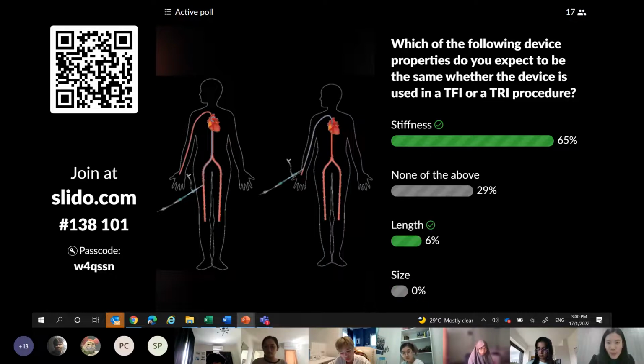So the correct answer is actually stiffness and length. You can see the ticks. The ticks are basically the right answer. So why stiffness and length? Actually, length is the most obvious because if you see in this image, you can see that the distance from the access site up to the heart is very similar.